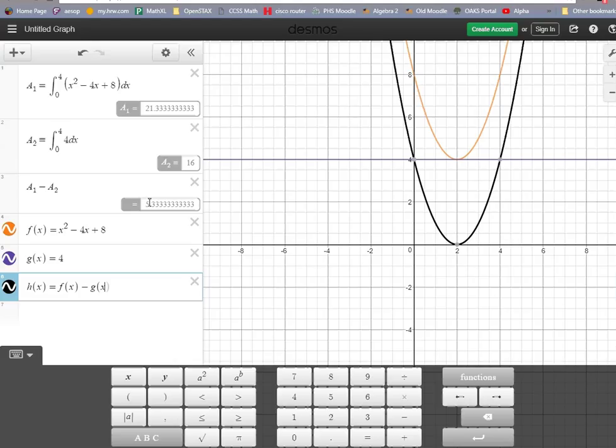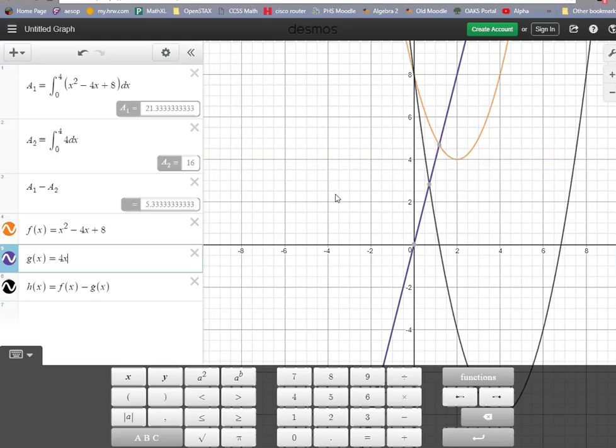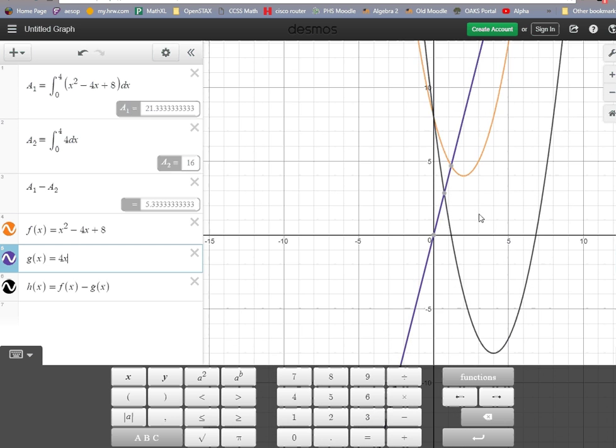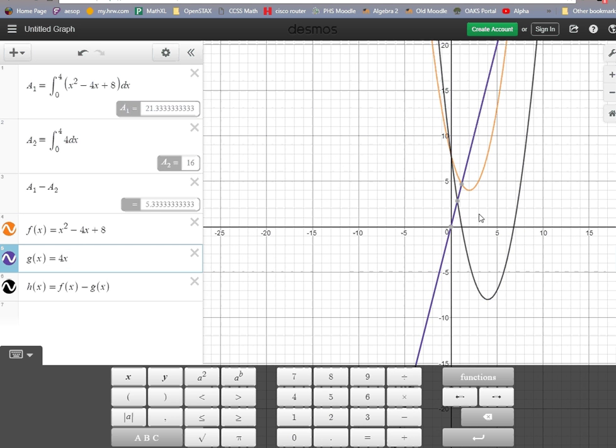Right? But what if we tweaked g of x, so instead of being 4, it's something like 4x? Look what that did, something completely different, right? So the area now between the orange and the purple is the same as the area under the black graph, and now the black graph looks completely different, right? So we're reconfiguring that area. Just ponder that a little bit.